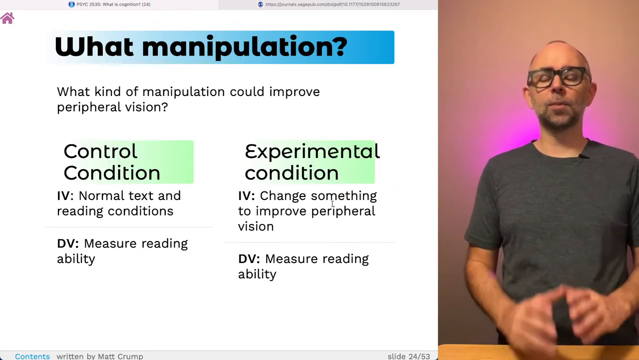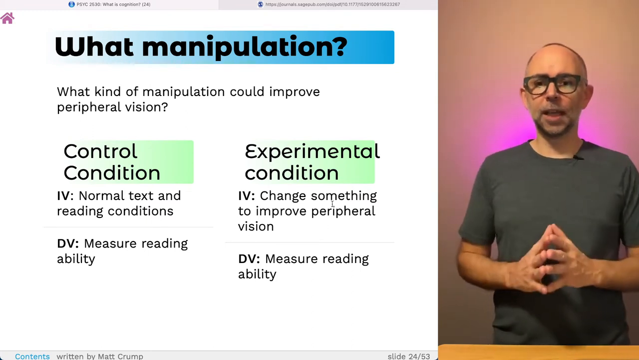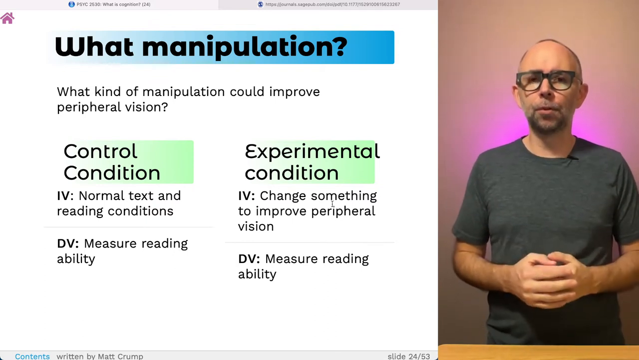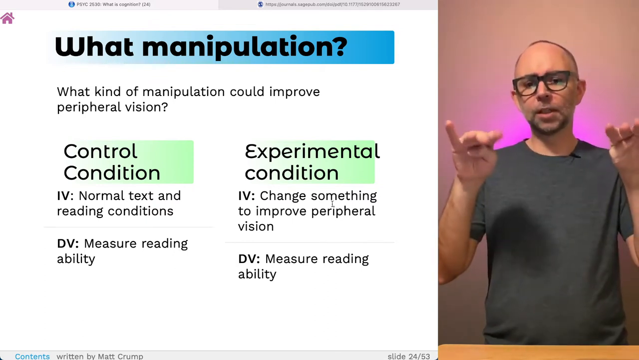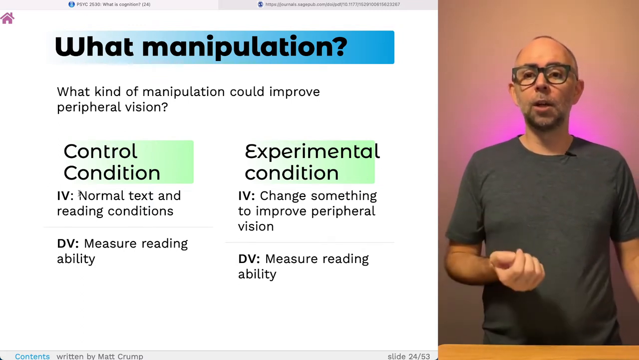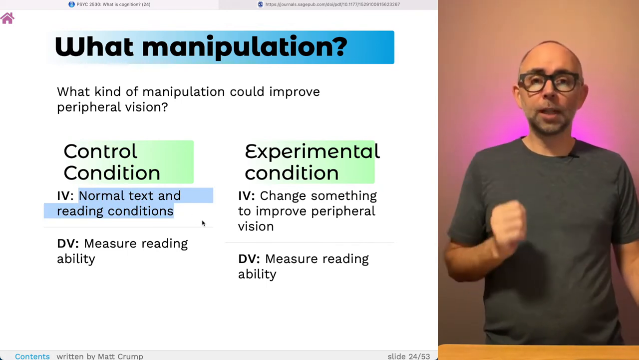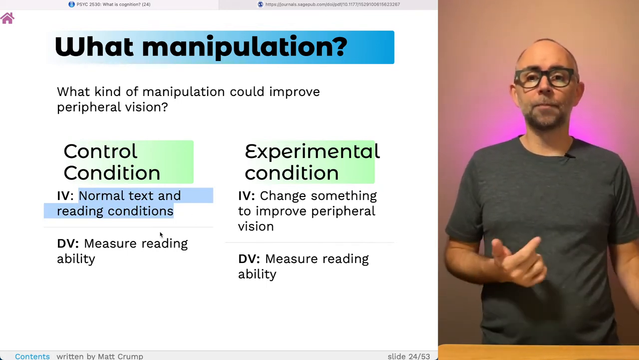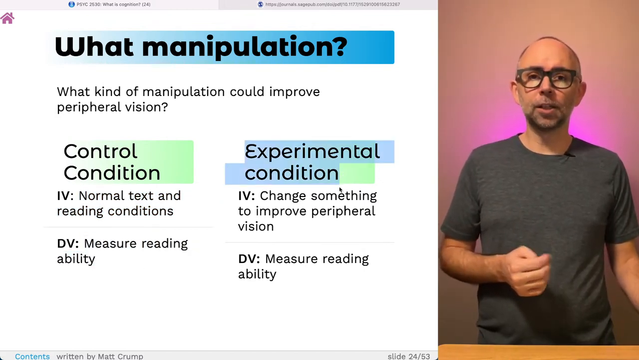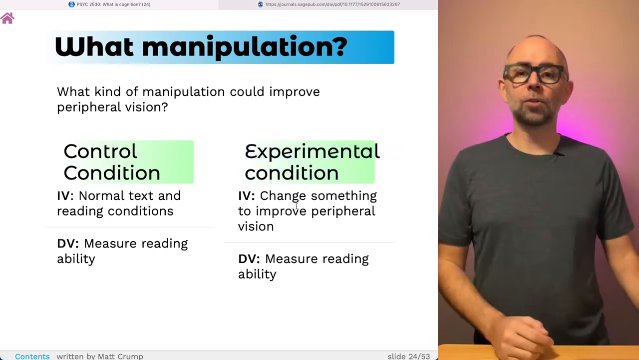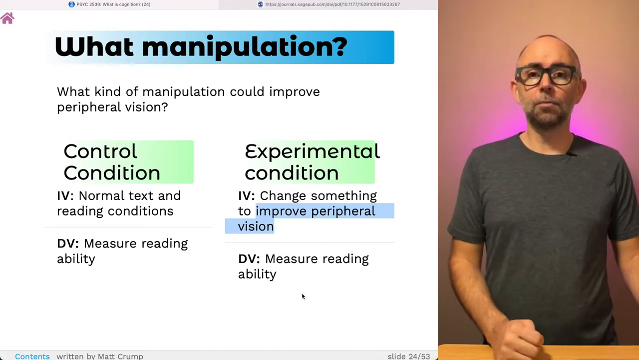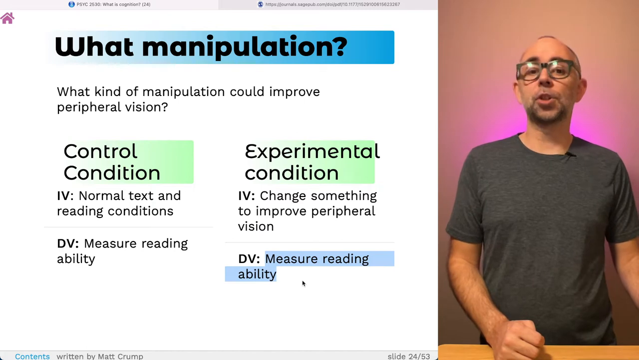So let's take a look how this might play out in a reading example. We have to think about what kind of manipulation could possibly improve peripheral vision. How would you make the words and letters out in the periphery more clear? We could have a control condition. Maybe people read words and letters under normal viewing conditions here, and we measure how fast they can read. In the experimental condition, we need to change something. We're going to try to improve peripheral vision. And then we will also measure reading ability over here, see if something changes.